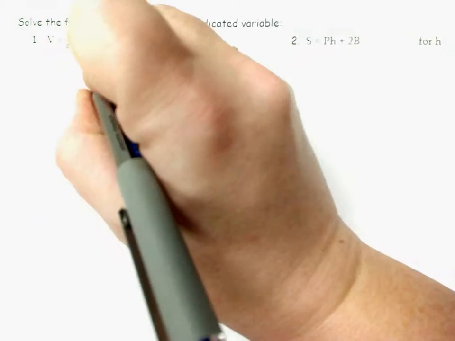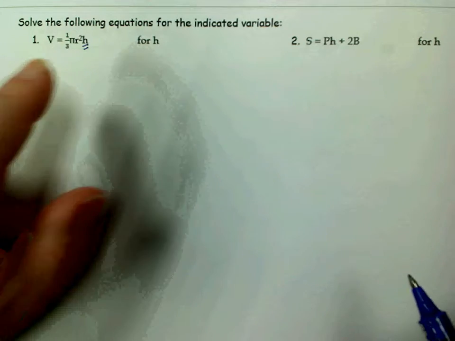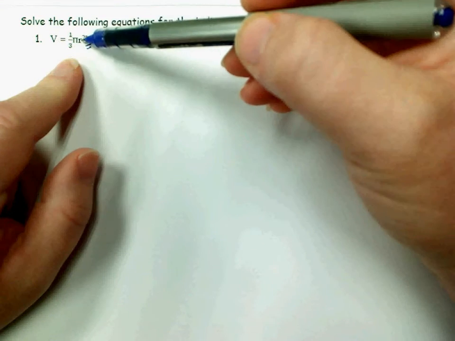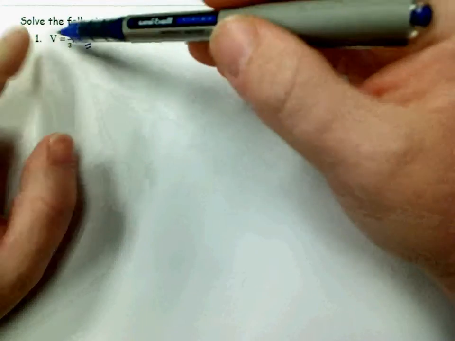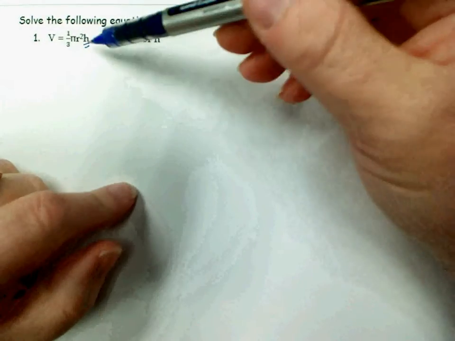So that means you want to get h by itself on one side of the equation. So everything that's on the side with it needs to go away. So in this case, we have a 1/3, a pi, and an r squared that's going away. Now this is the formula for the volume of a cone, but that's not necessary in order to solve for h.